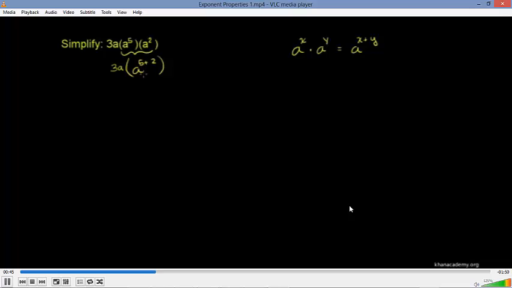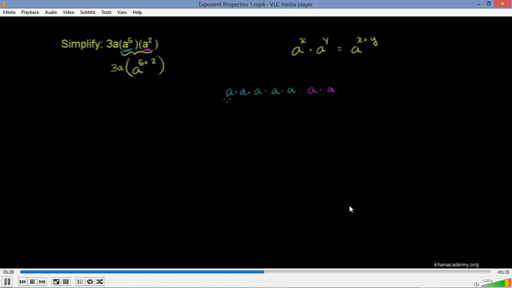Now what I want to do is take a little bit of a side and realize why this worked. Let's think about what a to the fifth times a squared means. A to the fifth literally means a times a times a times a times a. A squared literally means a times a. And we're multiplying the two times each other, so we're multiplying these 5 a's times these 2 a's. Now what have we just done? We're multiplying a times itself 5 times and then another 2 times.